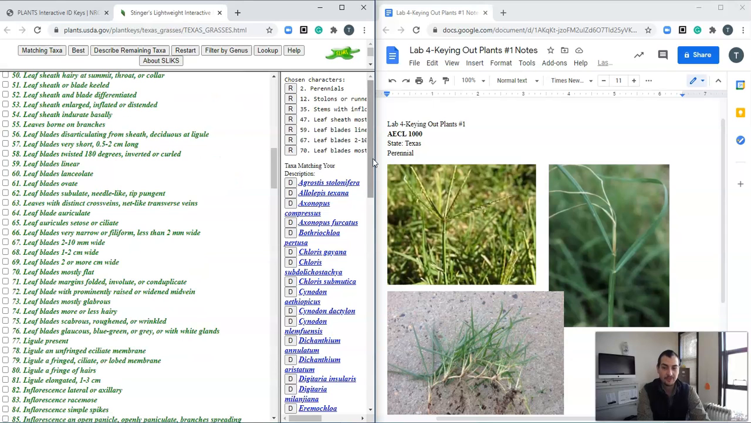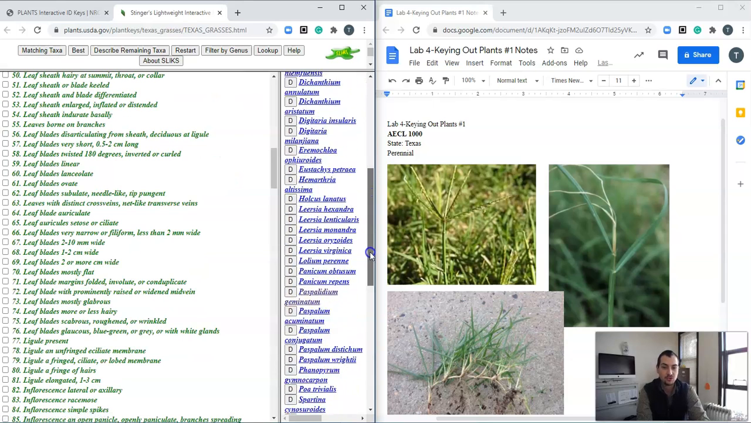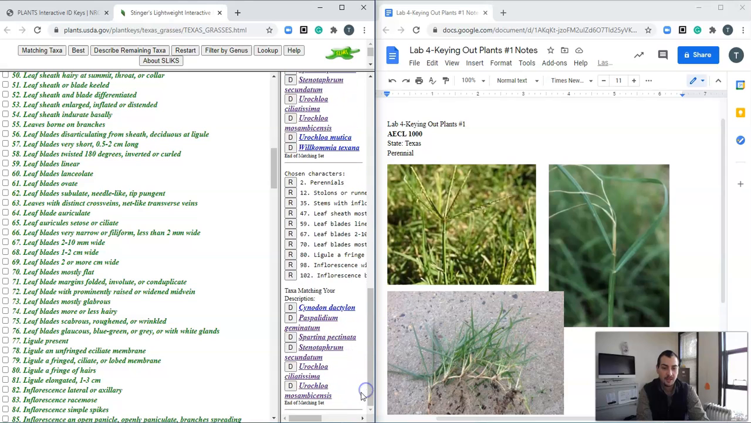So now that we've identified that, we need to scroll down. And look at that. Our list is a lot shorter. Now we're down to 1, 2, 3, 4, 5, 6 different plants. That's a lot easier to sort through if we're trying to identify plants. We've got it down to 6 different plants. We know it's probably one of these 6 as long as we identify those characteristics right.